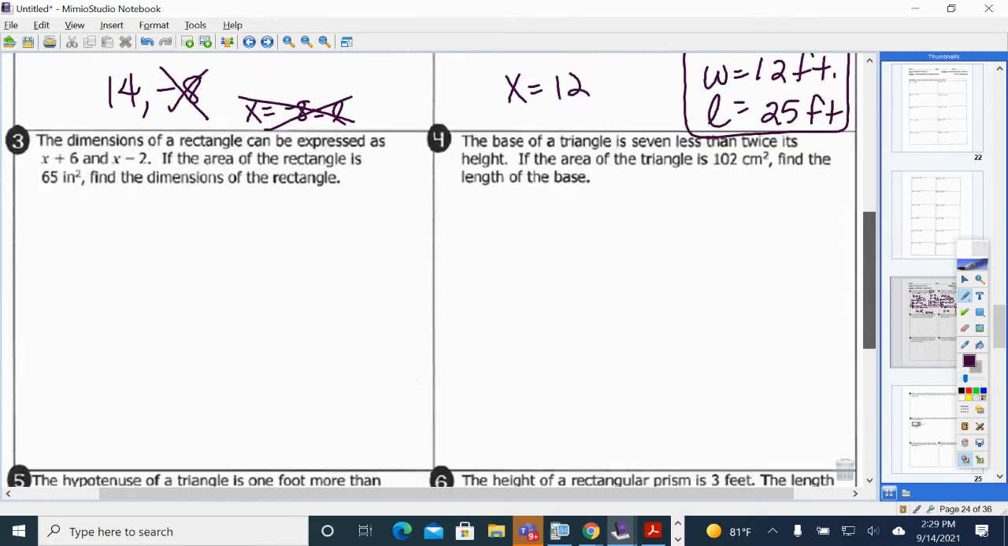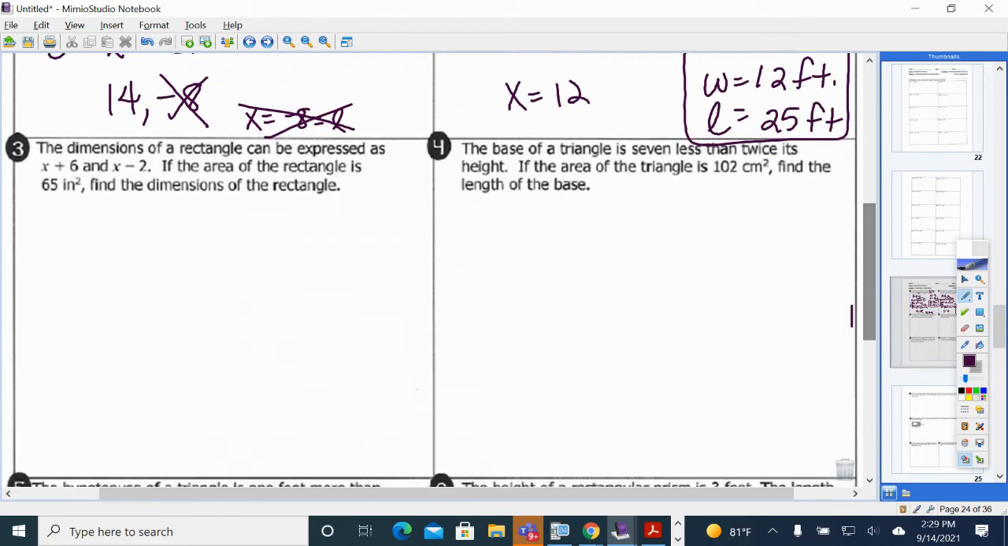So there's number 2. Let's look at number 3. Number 3 says the dimensions of a rectangle can be expressed as x plus 6 and x minus 2. If the area of the rectangle is 65 square inches, find the dimensions of the rectangle. So number 3 is almost identical to number 1 and number 2. The difference is it's already set up for us. Our x plus 6 and our x minus 2 represent the length and the width. So we can go ahead and set up our problem.